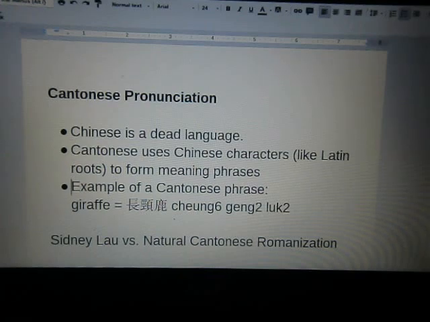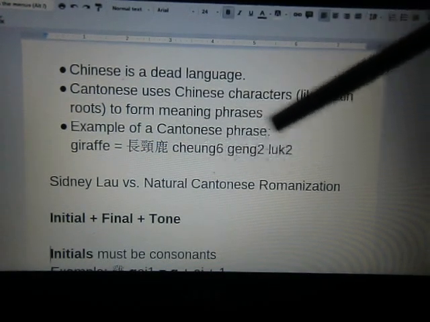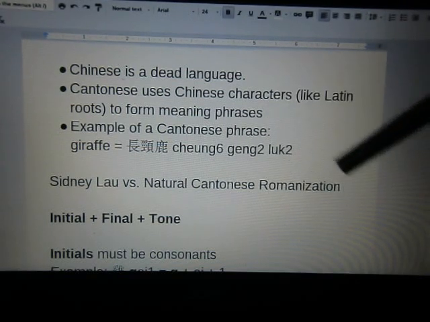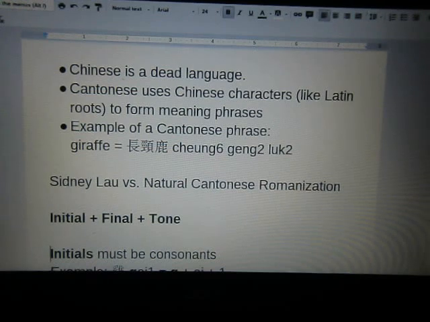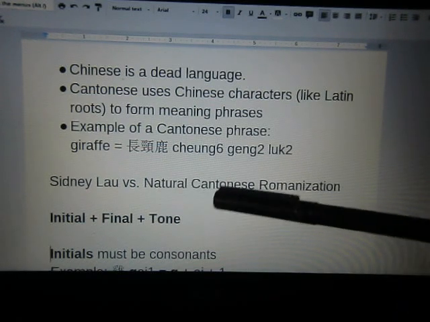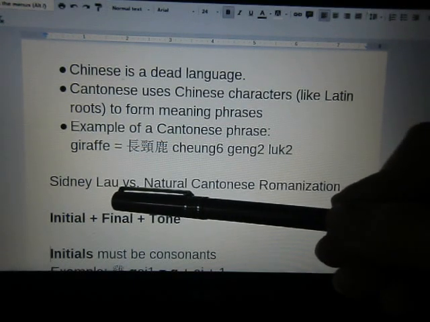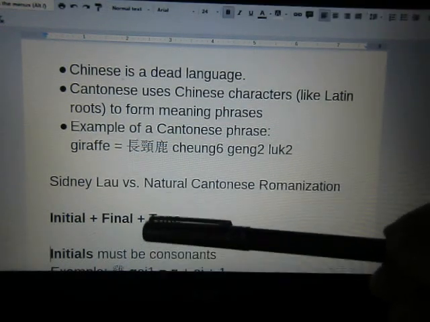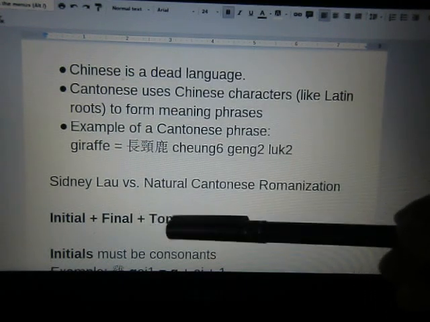But in order to pronounce the three characters correctly in Cantonese, we need something like this. This is what we call the romanization system. We need romanization for each and every character. In all my other episodes, I'm using what we call the natural Cantonese romanization. It is a variant of Sidney Lau's romanization method, but I changed the tones, more exactly the denotation of the tones.